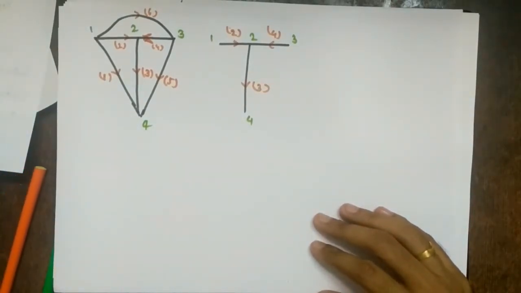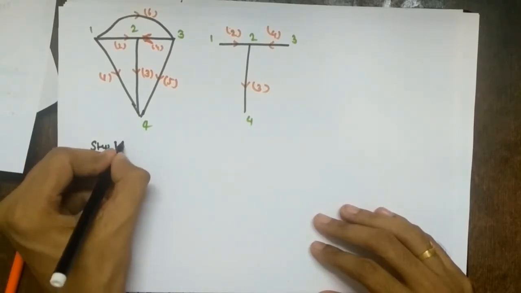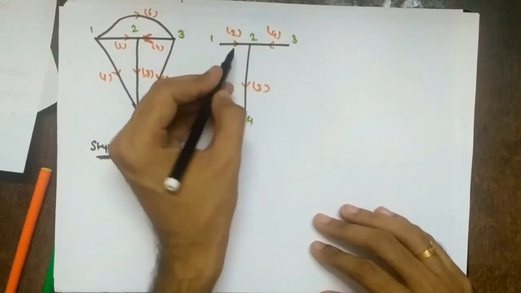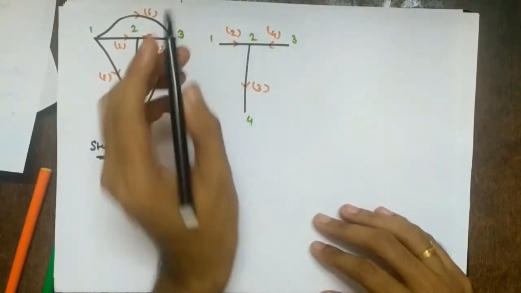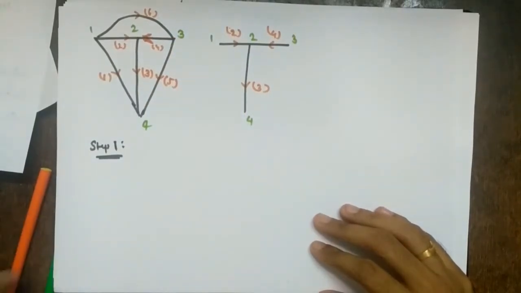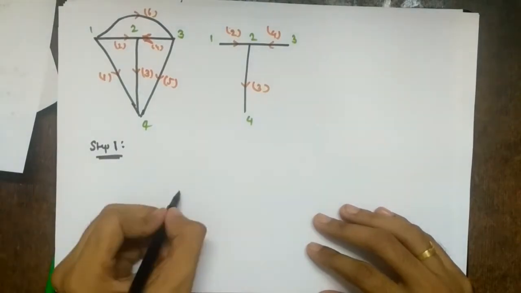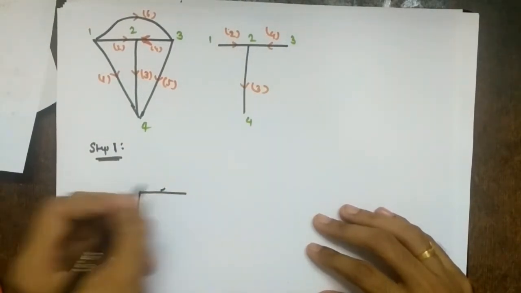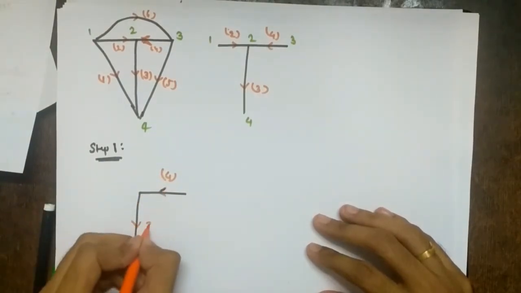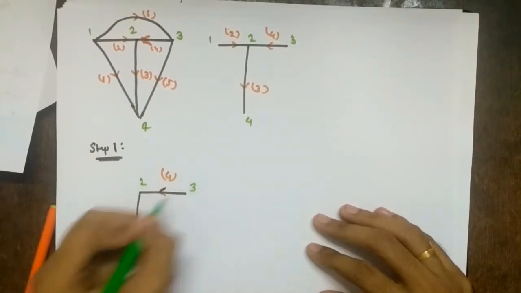So what I do? Step 1. No need of steps, but I'll just make it simpler. What you do, you remove any one twig. So what is the twig? The branches of the tree are called twigs. So I remove the twig number 2. So what will happen? It will divide the tree into two parts. How will it divide? I'll have this. Obviously, I'll have this. So this is 4. This is 3. And this is node 2, 3, 4.